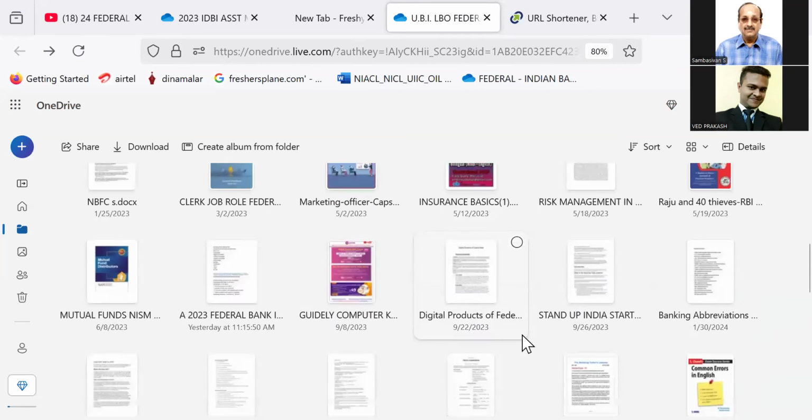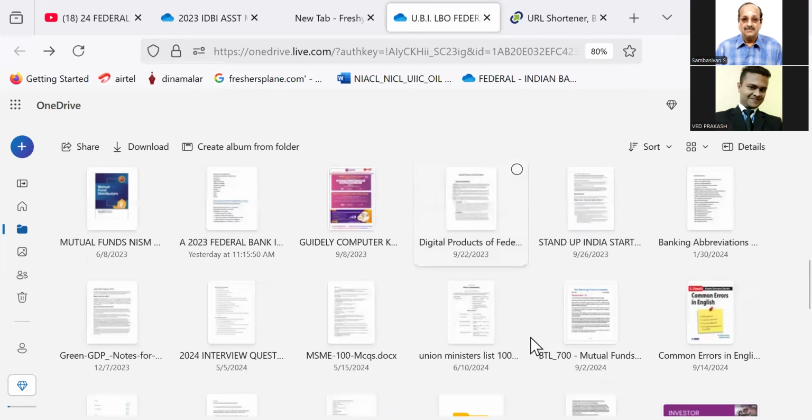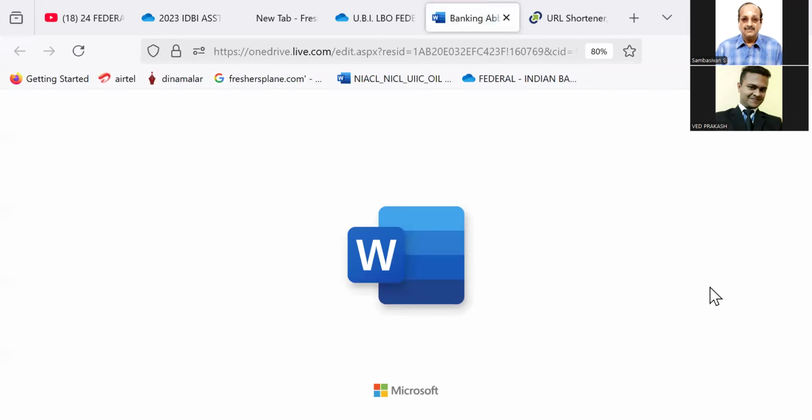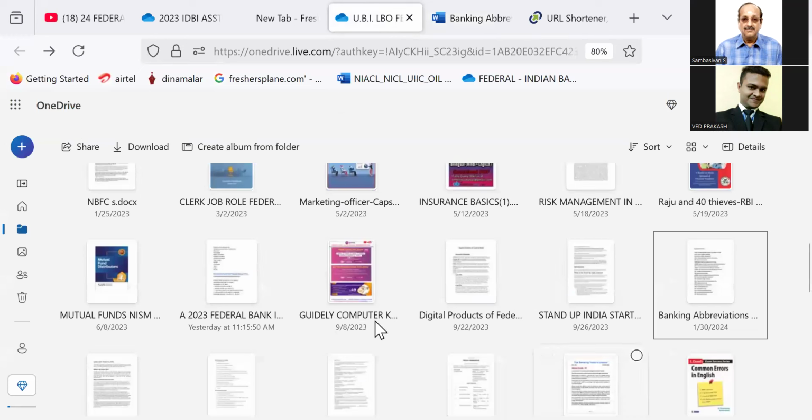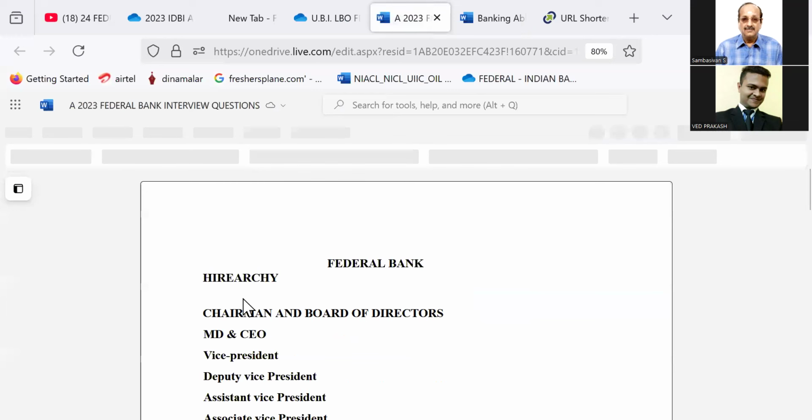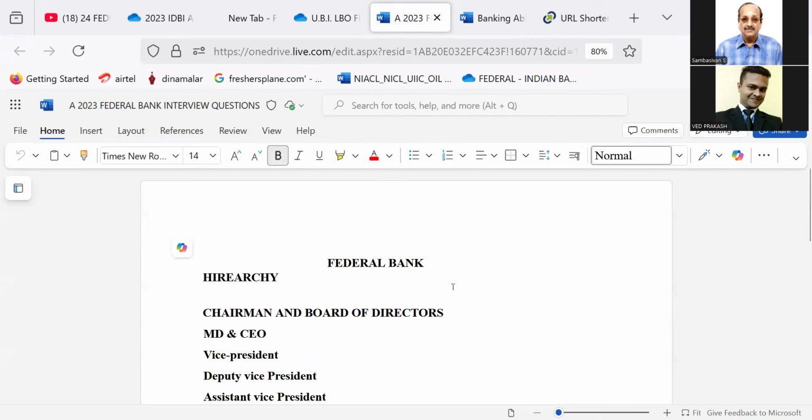Then, what is important from your interview point of view is this banking abbreviations. You please go through that. Then there will be this one, which is very, very important. Are you seeing this file? What is the name of this file I am showing now? Hello? This file name is 2023 Federal Bank Interview Questions. ये तो स्मॉल फाइल नहीं है, इसका अंदर में 400 पेजेस है. ये पूरा पढ़ने के लिए आपको समय नहीं है. You please read only 1 to 50 pages of this.